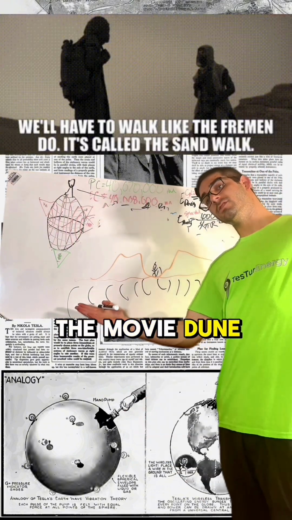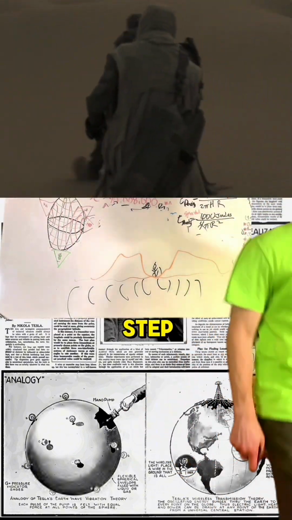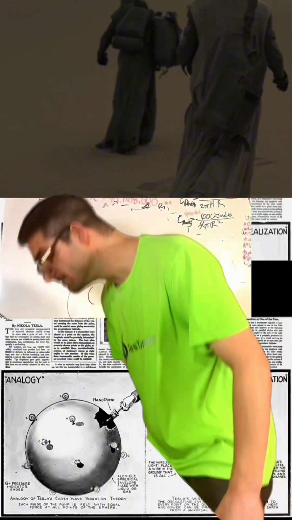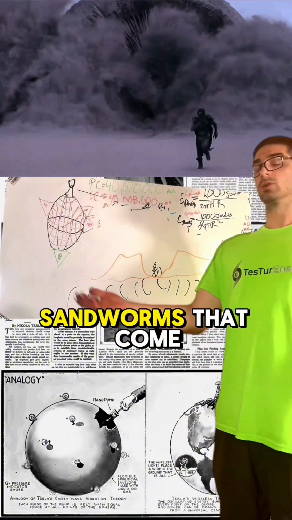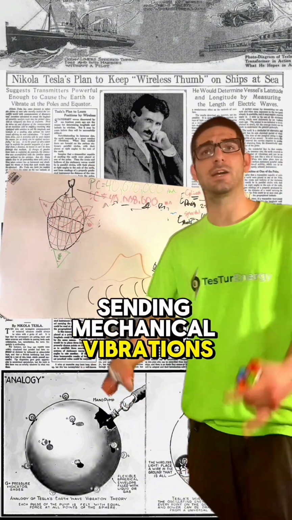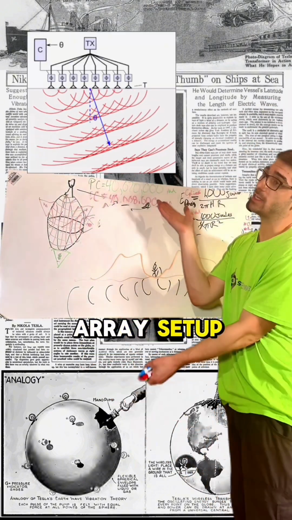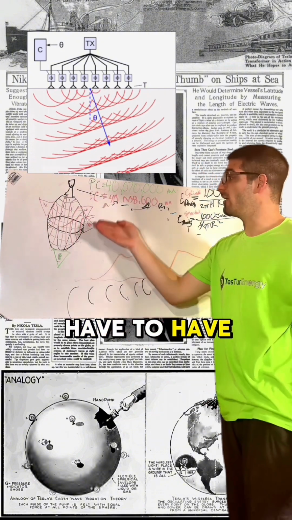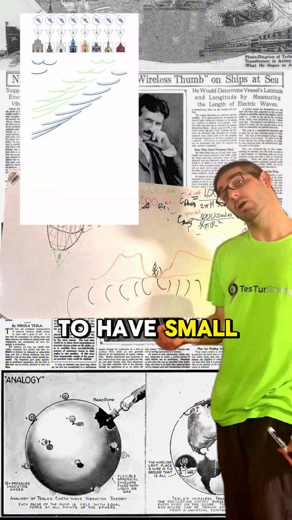Just like in the movie Dune, where they have to do the weird step so that the sandworms don't just come and eat you alive. You have this system of sending mechanical vibrations through the ground, a phased array setup. You don't have to have any giant wave, you just have to have small waves all over the place.